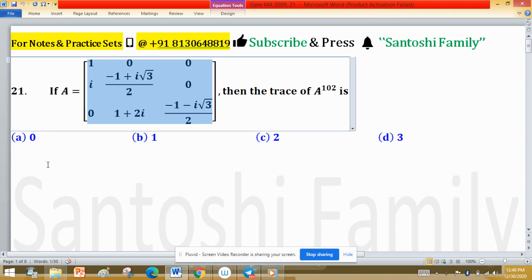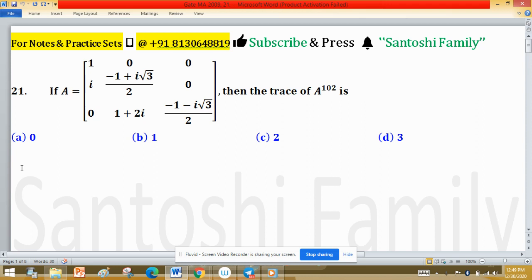It means if we can find the eigenvalues of A, then we can easily find the eigenvalues of A raised to the power 102 by the theorem: if λi are eigenvalues of A, then λi raised to the power n will be eigenvalues of A raised to the power n. We will use this concept.